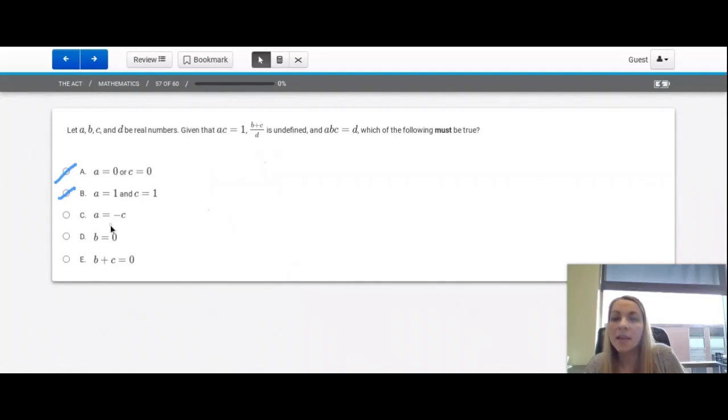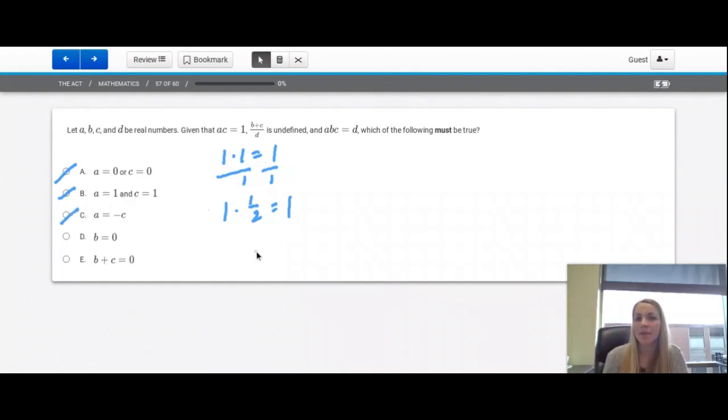C says A equals negative C. Now I had a couple examples up here. So we had 1 times 1 equals 1. And we can see here that if we divide by the C value of 1, that doesn't become a negative C. We also had 2 times 1/2 equals 1. And again, that doesn't get us a negative number. So we're going to say that this doesn't work because we're not getting negative numbers with a couple examples that we just showed. And we're looking for something that must be true.